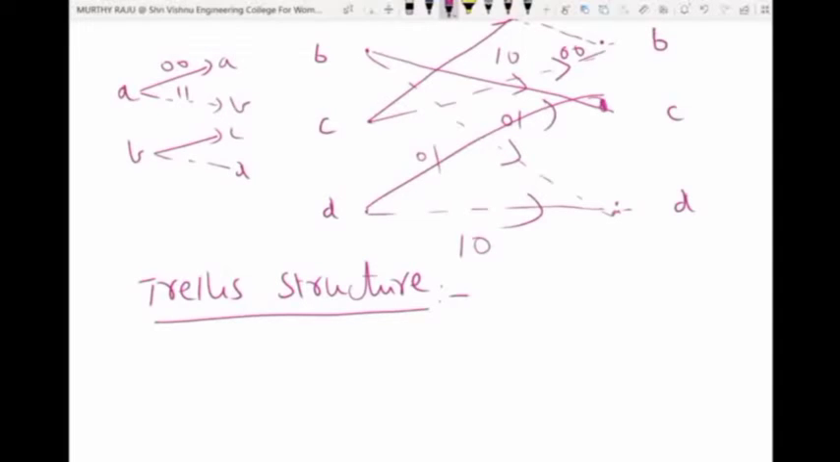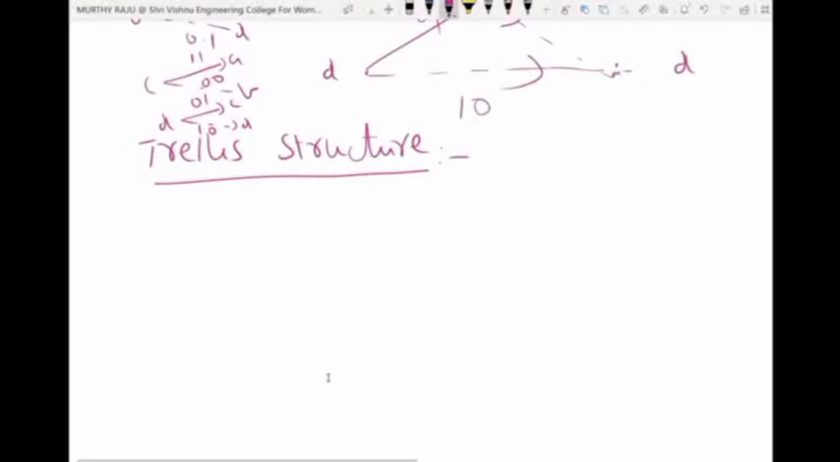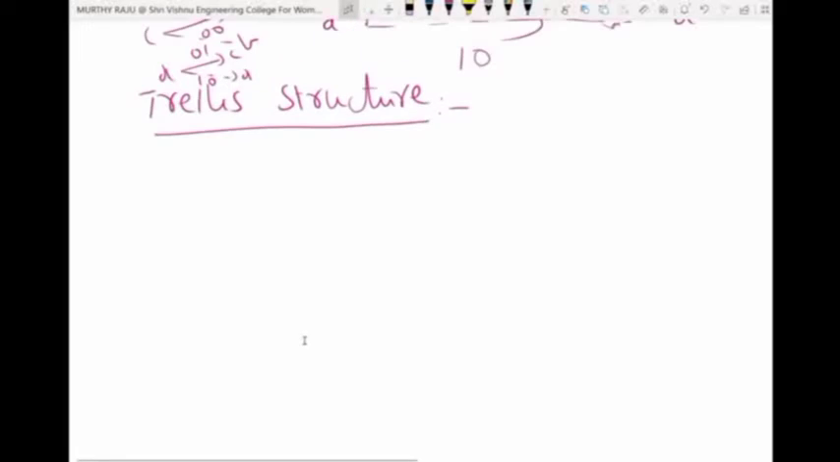B to C with the output 1, 0 and 0, 1. C to A and C to B with 1, 1, 0, 0. And D to C, and D to D with 0, 1, 1, 0. By using these signal flow graphs, construct the trellis structure.